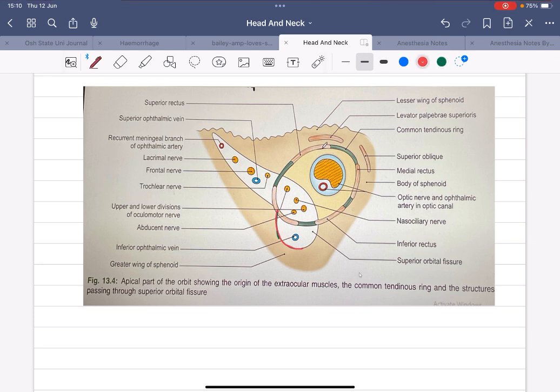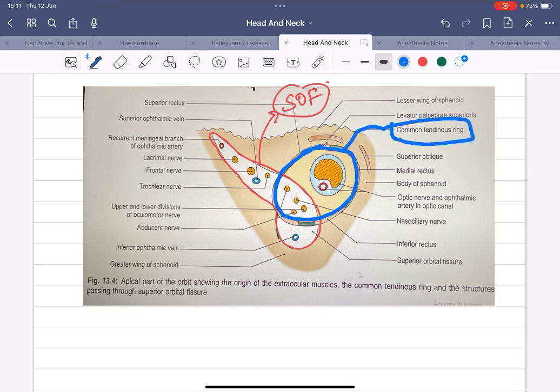This is our superior orbital fissure, between the lesser wing and greater wing of the sphenoid bone. And this is the tendinous ring of Zinn, which I am highlighting in blue color. This is the common tendinous ring of Zinn. Now we have to know which nerves and structures are inside the ring of Zinn and which are outside the ring of Zinn.